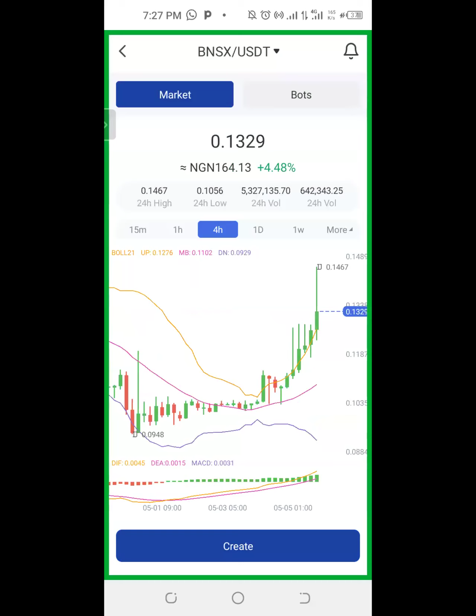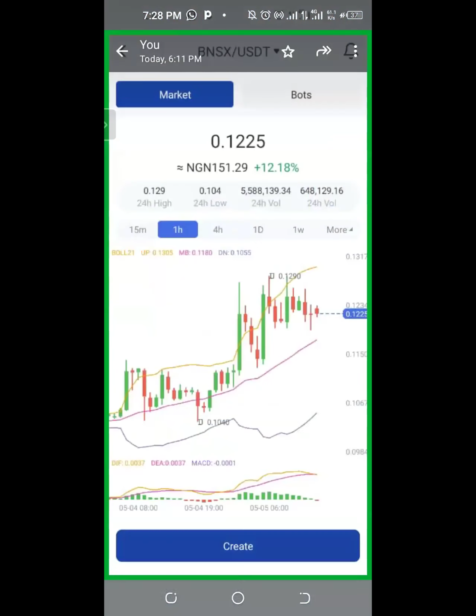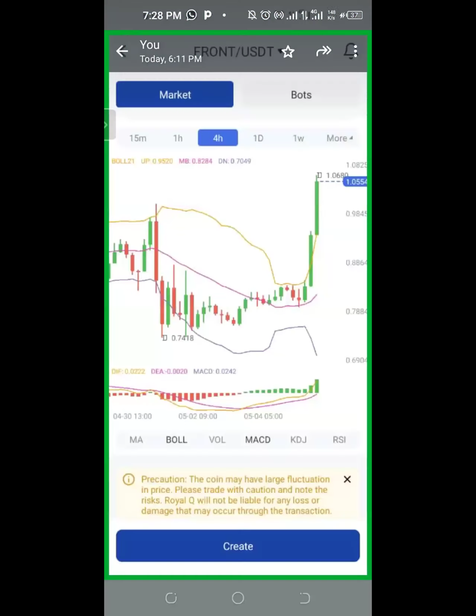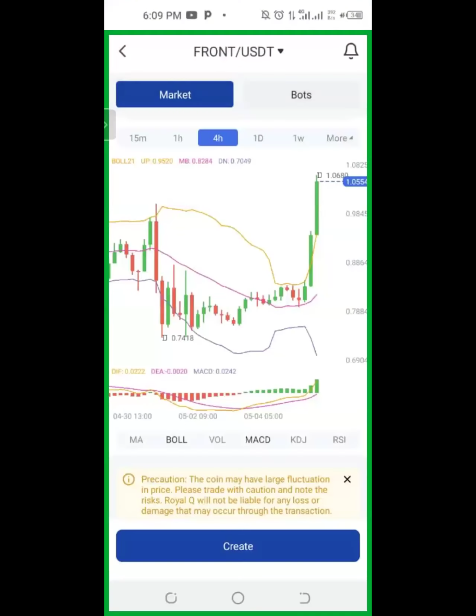It took about 1, 2, 3, 4, 5, 6. That's about 24 hours for it to do that 12%. So the longer you wait on a coin for it to pump, the more profit you can make. This is the current one. This coin just did this pump in 12 hours, and it's still pumping. So let me go to mine.